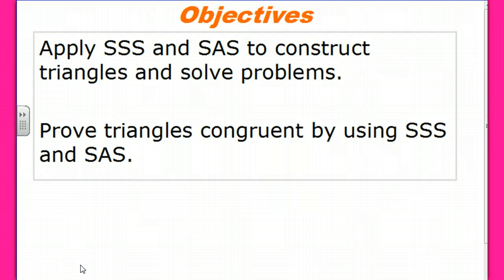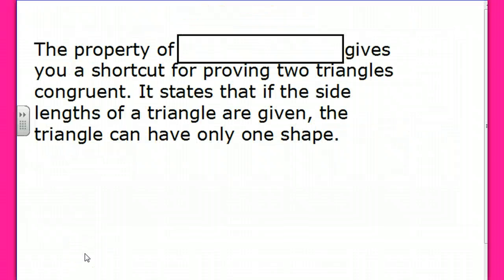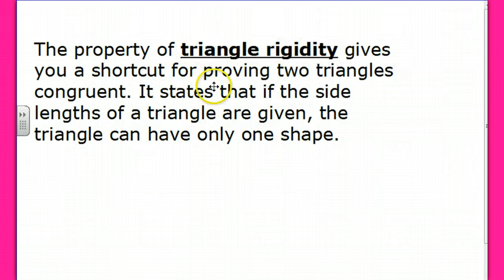Today we're going to apply SSS and SAS to construct triangles and solve problems. We're going to prove triangles congruent by SSS and SAS. So there's a property that gives you a shortcut for proving two triangles are congruent. It says that if the side lengths of a triangle are given, the triangle can have only one shape. It's a property of triangle rigidity.